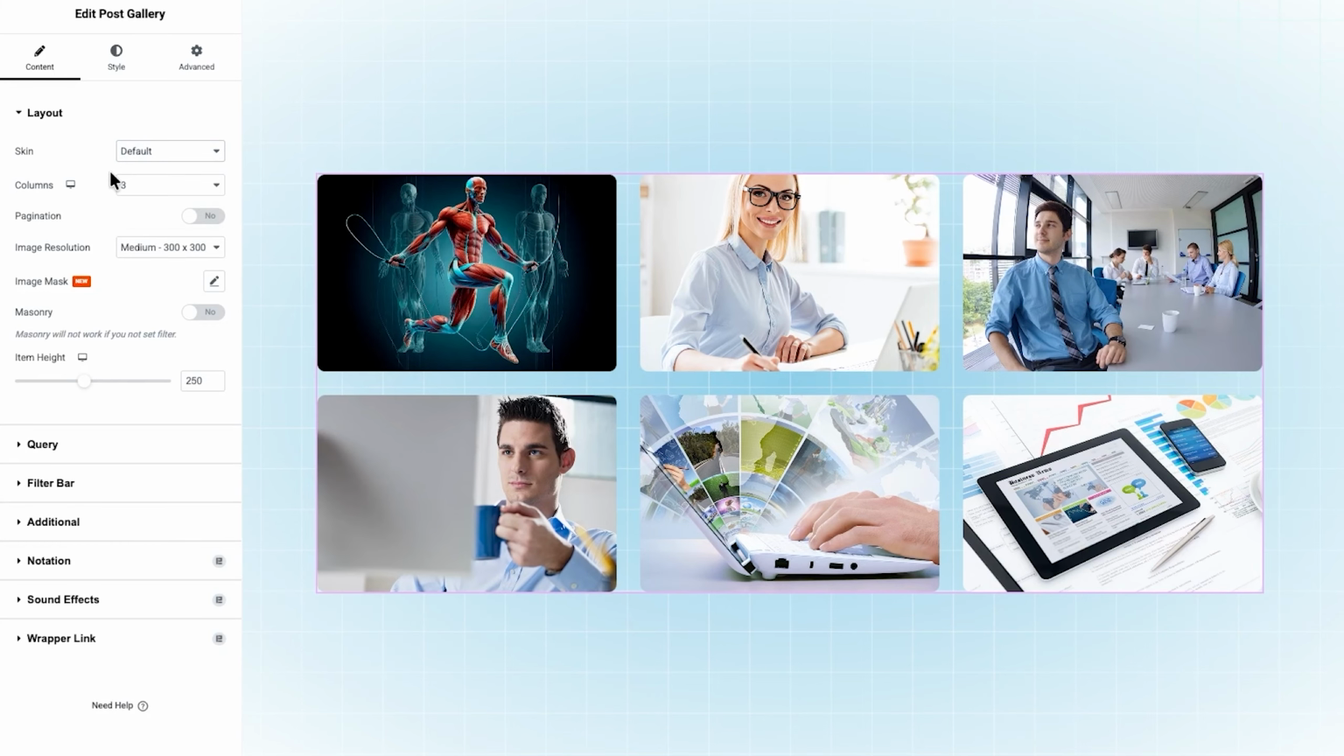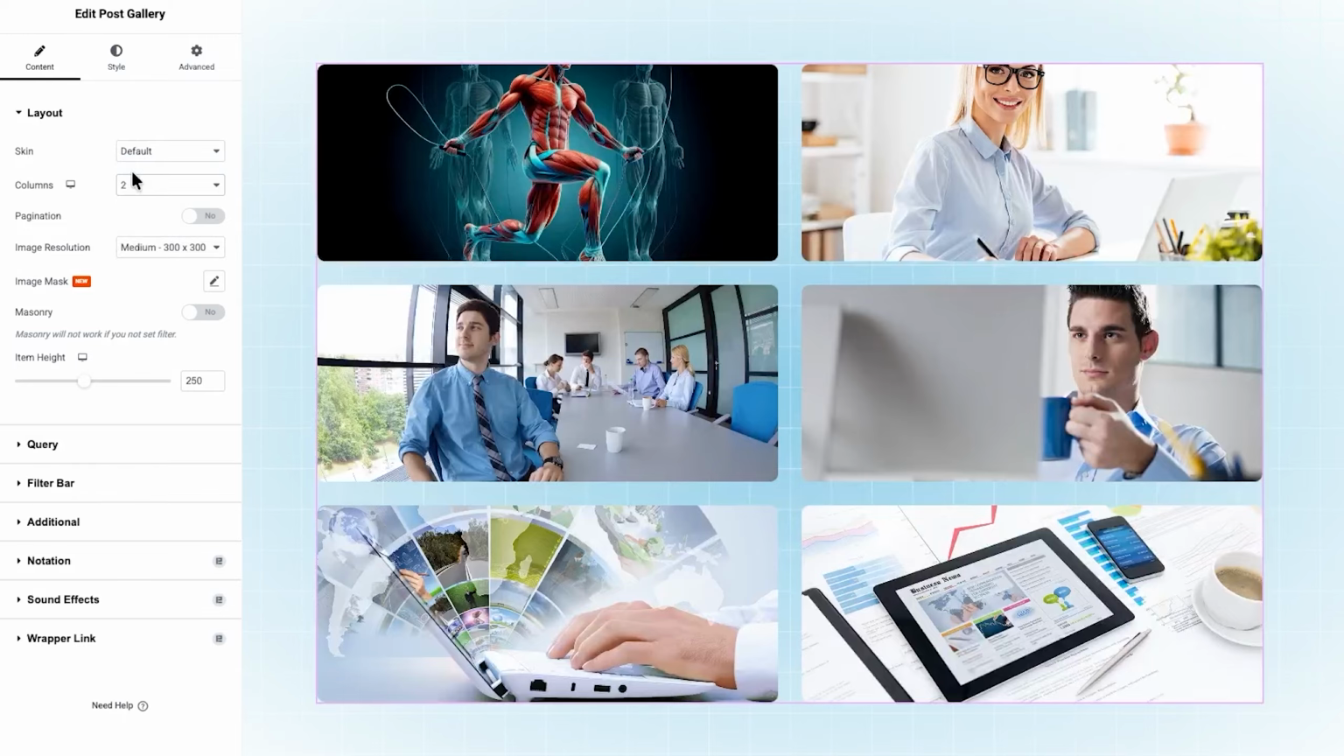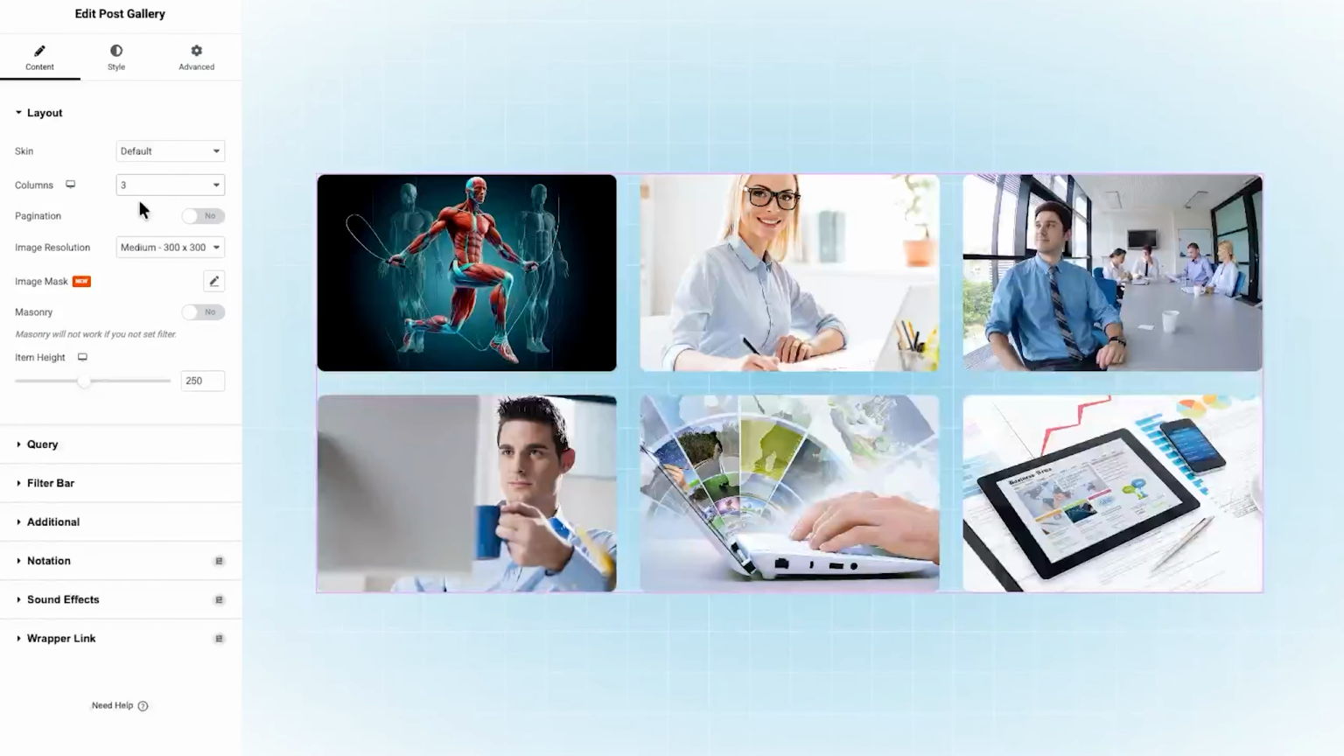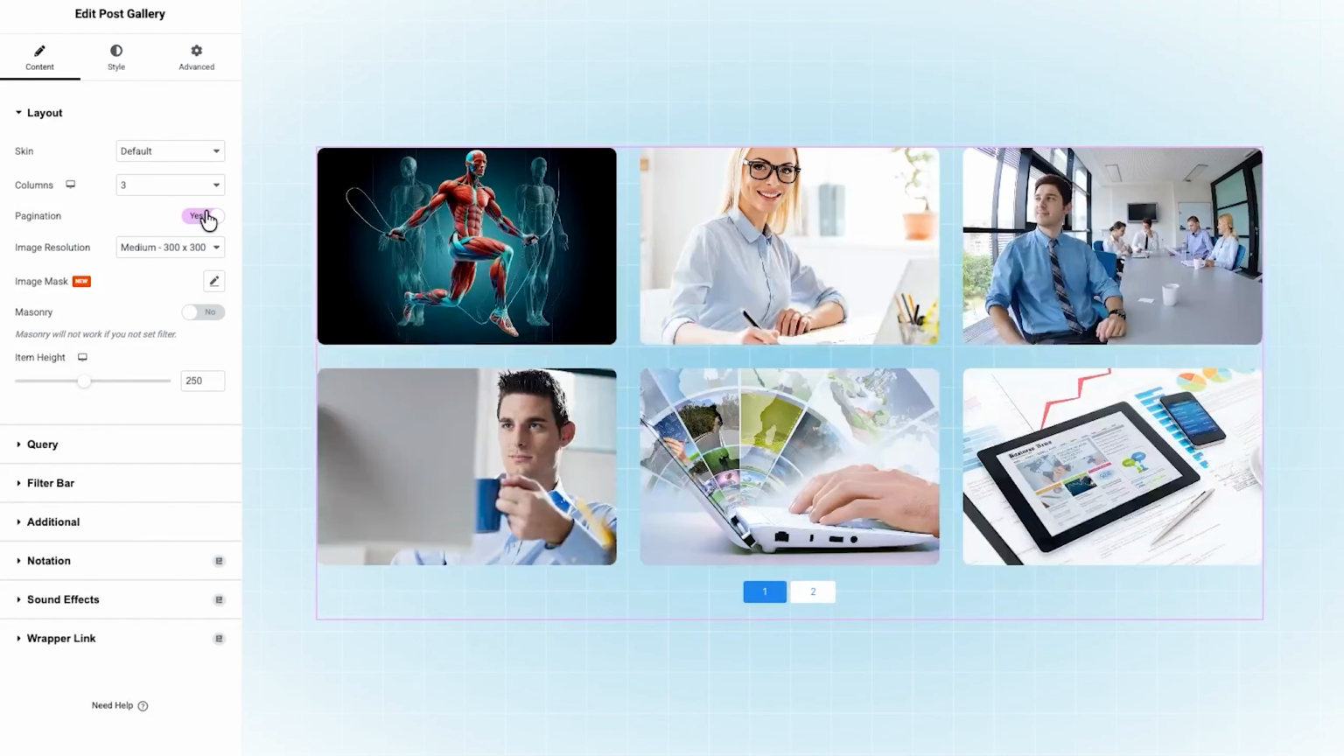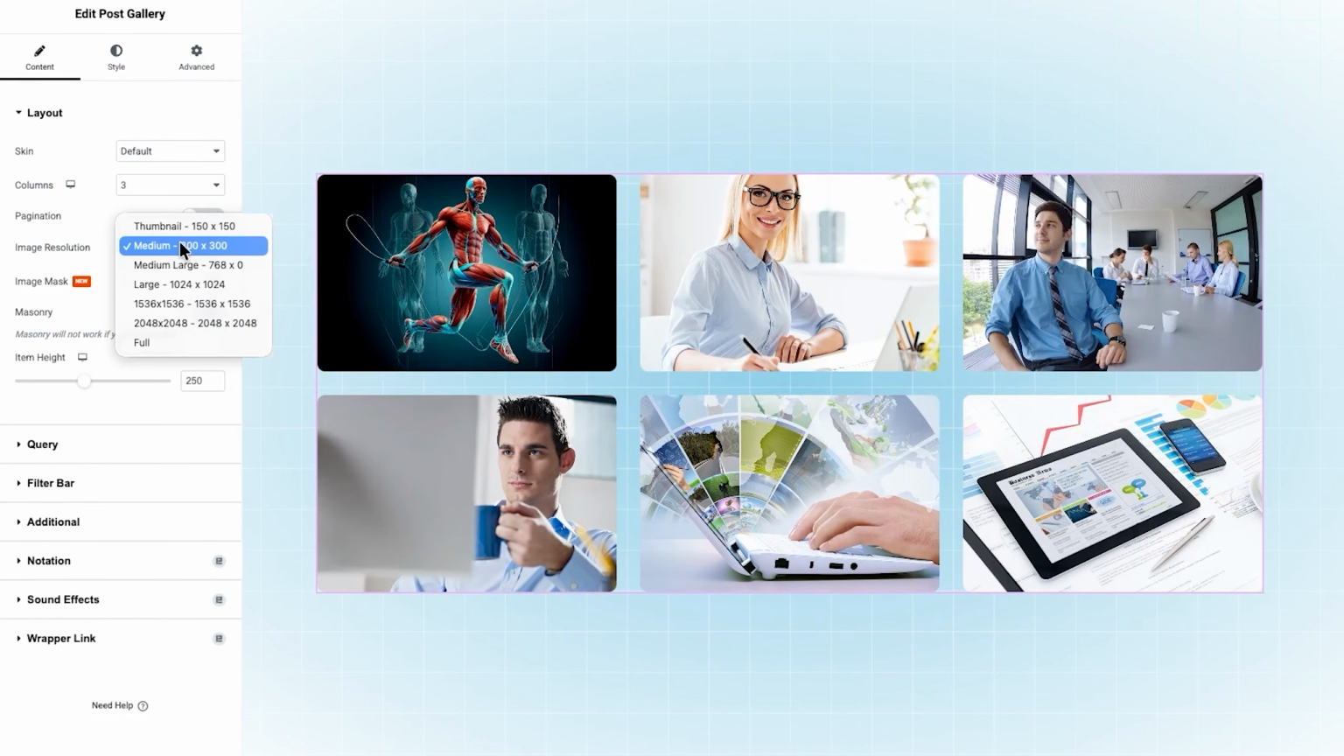Below the skin selector, you'll find the control that determines your column structure, allowing you to set the number of columns that work best for your layout. You'll also see a pagination toggle you can enable to let users navigate to additional content pages. Beyond that are controls for image resolution and image masking.